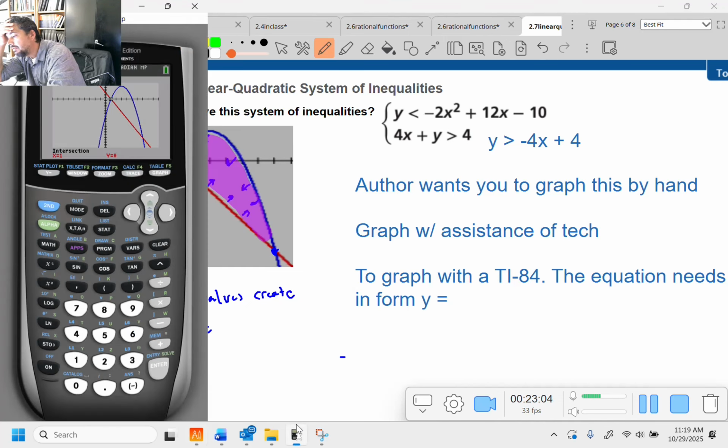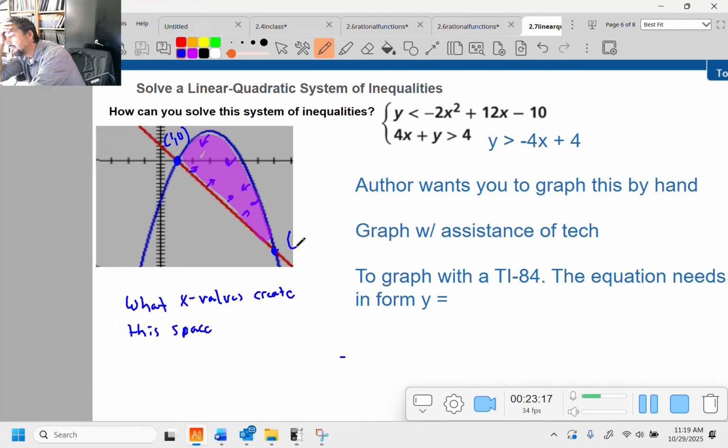And let me go a little slower on this one. Second trace 5. Get our cursor close to the other intersection. Enter once, twice, thrice. 7, negative 24. The x values that create this are 1 and 7.